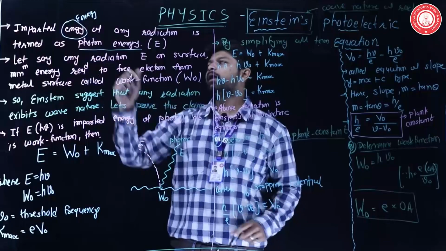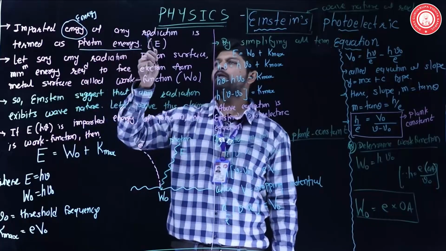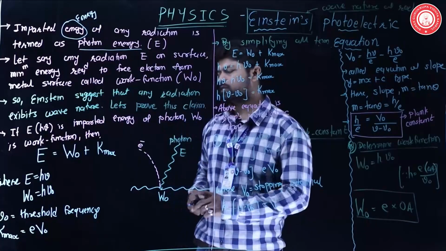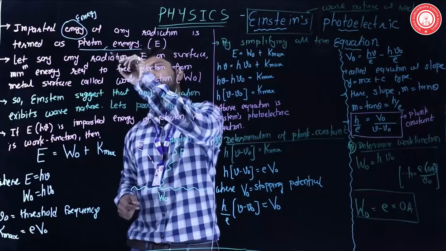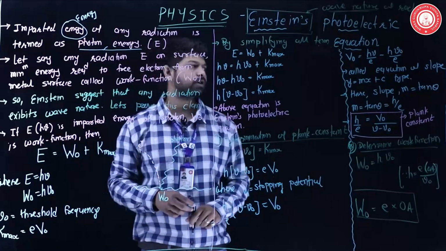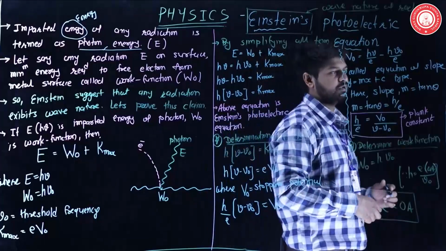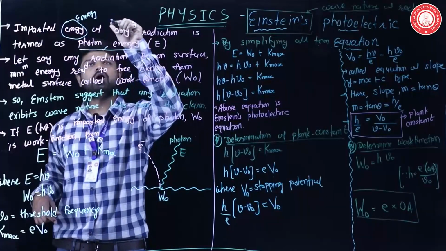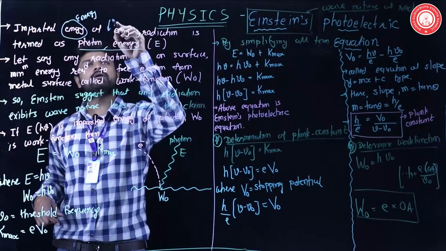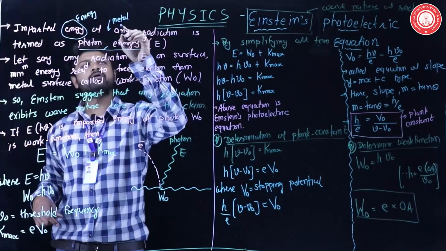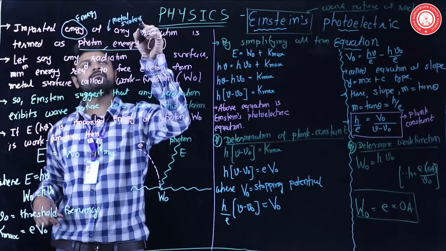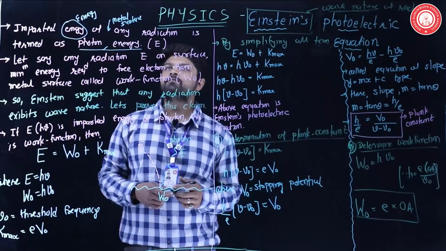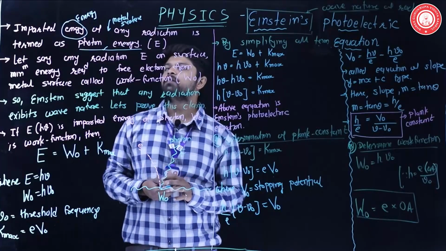Imparted energy of any radiation is termed as photon energy. This is said to be the definition of photon energy. If you are asked in your examination, what do you mean by photon energy? You should say that any imparted energy on a metal surface. You can add over here metal surface because we are imparting on a metal surface only. So, imparted energy on a metal surface is termed as photon energy.